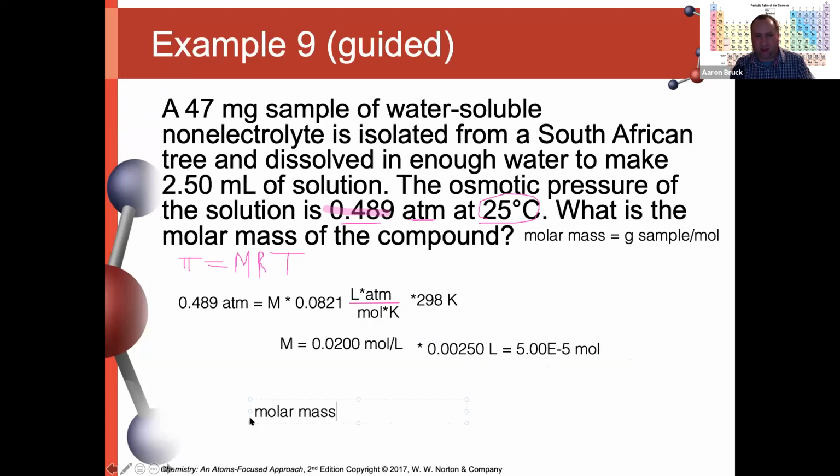So now molar mass is equal to my mass, 0.047 grams, divided by my moles, 5 times 10 to the negative fifth. And to two significant figures, I get 940 grams per mole.